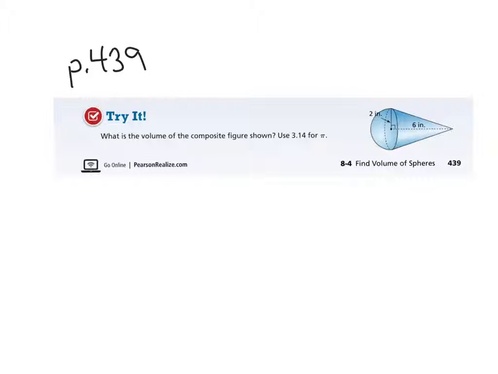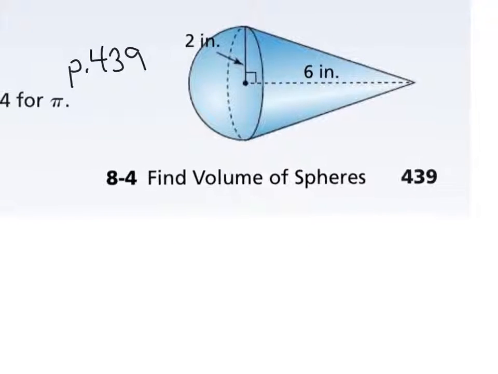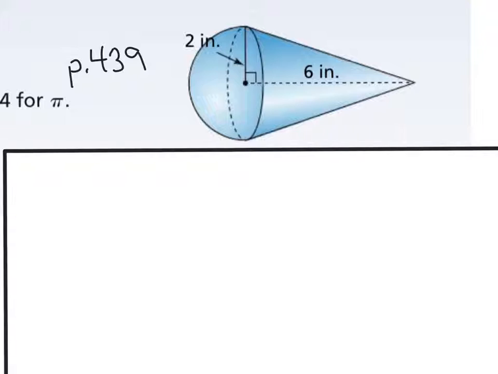Continuing lesson 8.4 on volume of spheres, page 439, try it. They're asking what's the volume of the composite figure shown, use 3.14 for pi. So this figure, similar idea to what we looked at in example 3, only this one we've got a cone base instead of a cylinder base part.